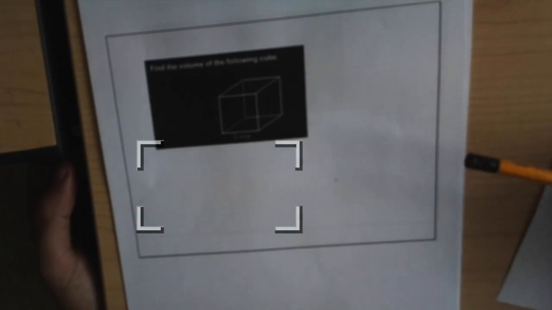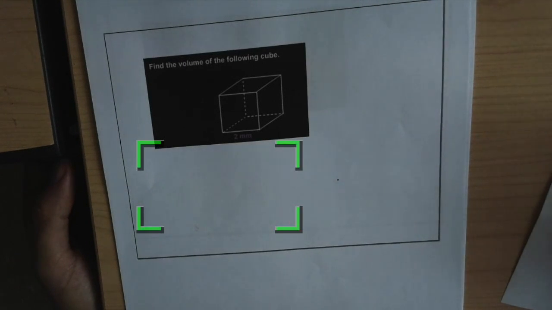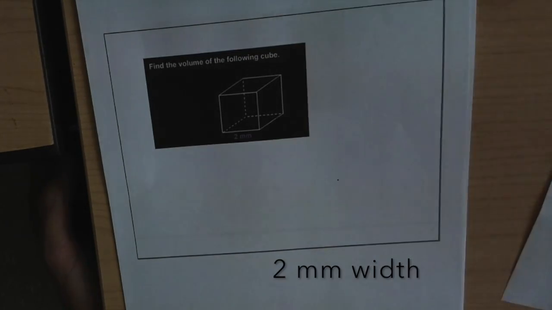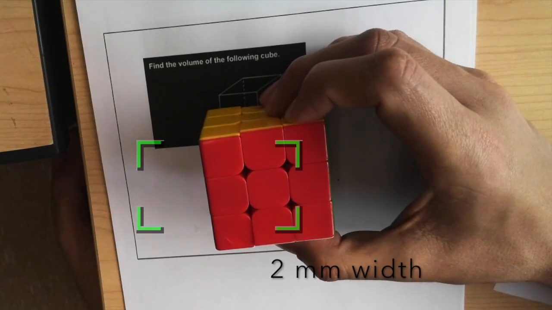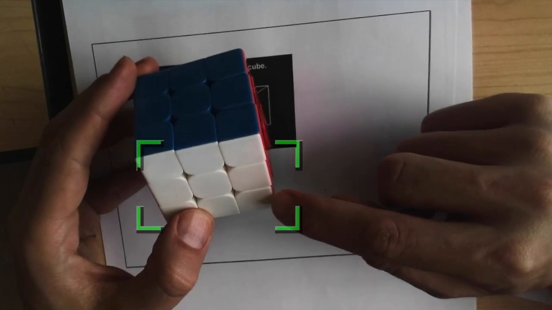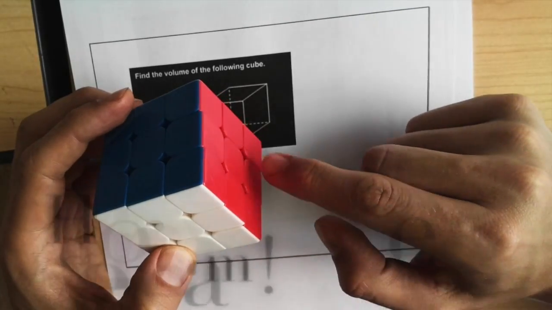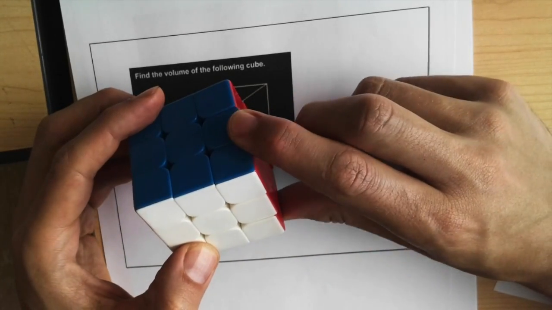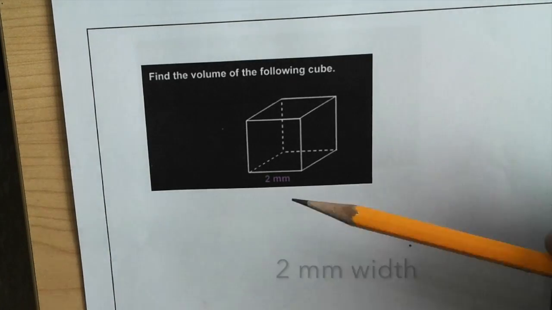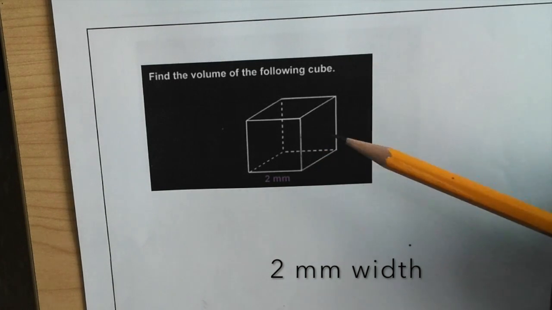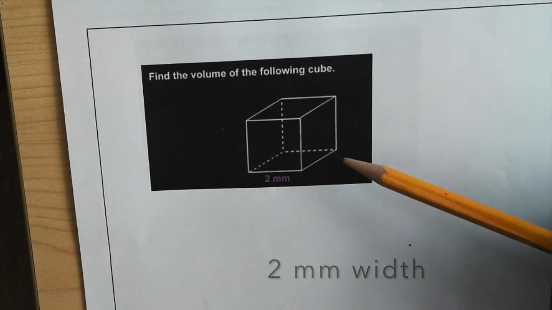Now that we've identified the difference between volume and surface area, let's look at how to find the volume of various figures. So here we're given a cube, much like the cube here. What are some observations you can make about this cube? Well, looking at this cube, we can see that the height and the width are the same. So therefore, in this example, if it's 2, the height is going to be 2 as well. And so is the length.